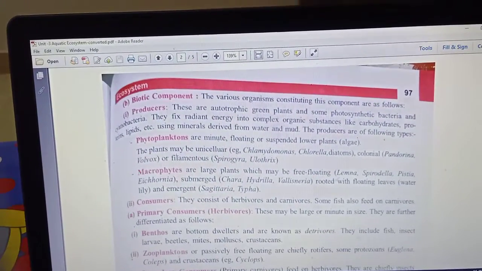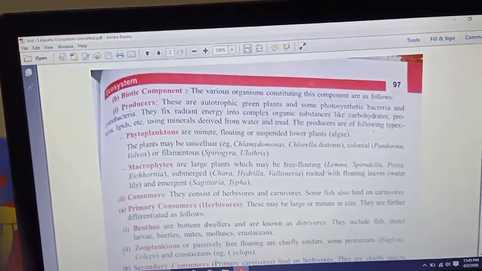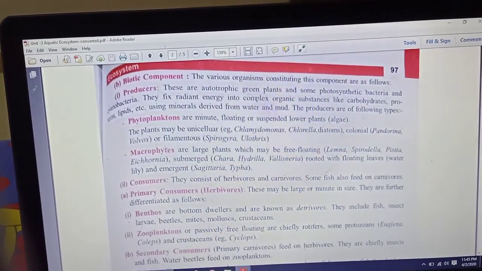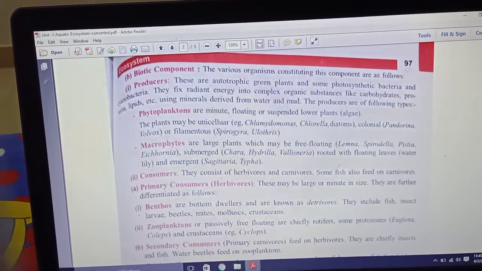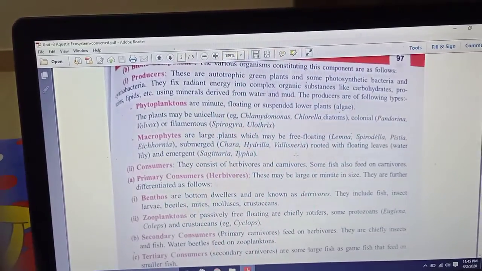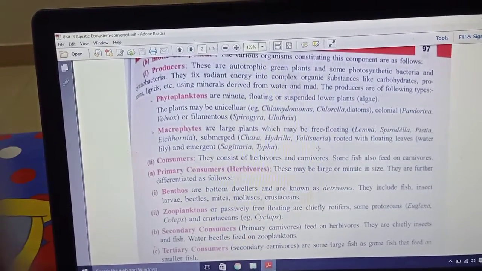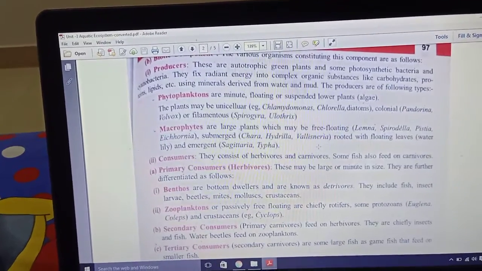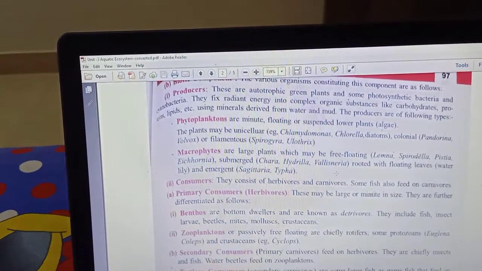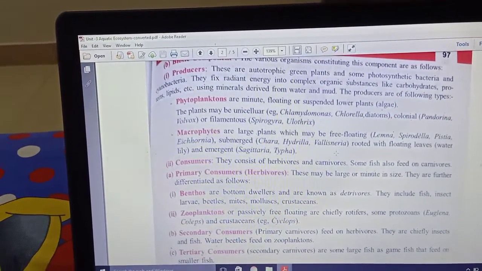The plants may be unicellular like Chlamydomonas, you have all heard about that, diatoms, and colonial forms also, like Volvox. These different kinds of plant-origin creatures are found in this aquatic system. Then there are macrophytes, large plants: free floating ones like Lemna, Spirodela, Pistia, Eichhornia; submerged ones, also Hydrilla; and rooted floating leaves, water lily, Trapa, and Typha. These kinds of plants we already heard about in our 11th or 12th class, and these kinds of plant creatures are found in your aquatic ecosystem.